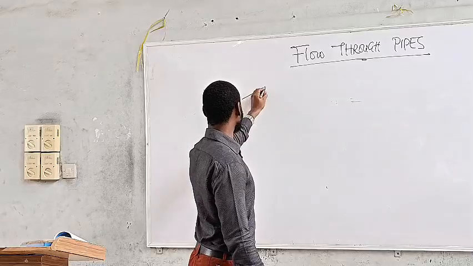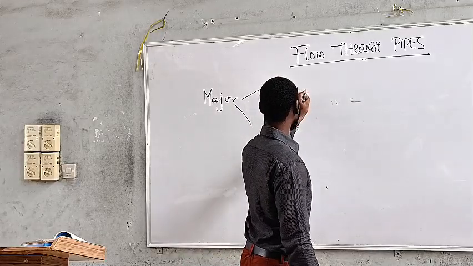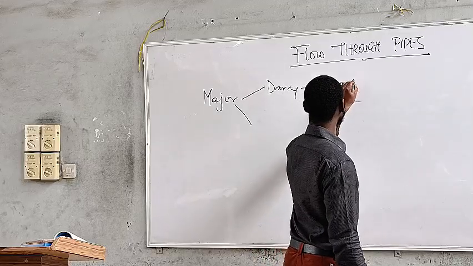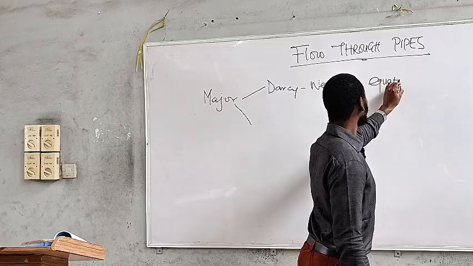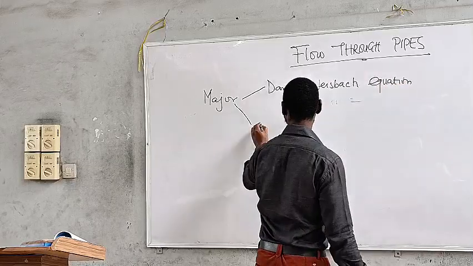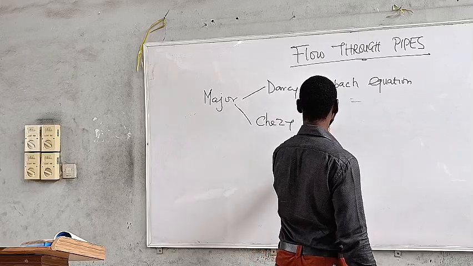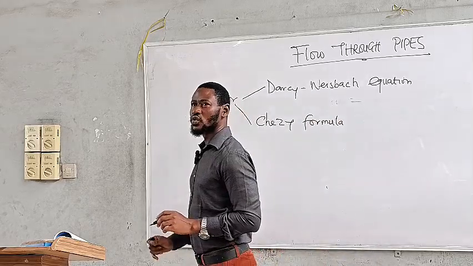The first one is named Darcy Weisbach, and the equation is the Darcy Weisbach equation. The second one is Chezy formula. So how are these two related?